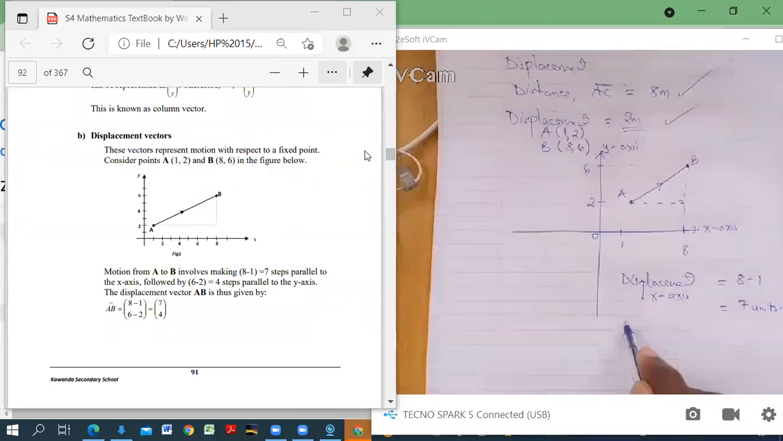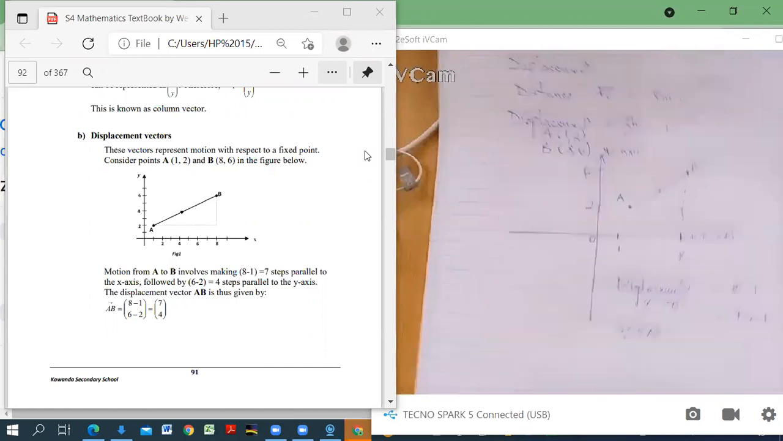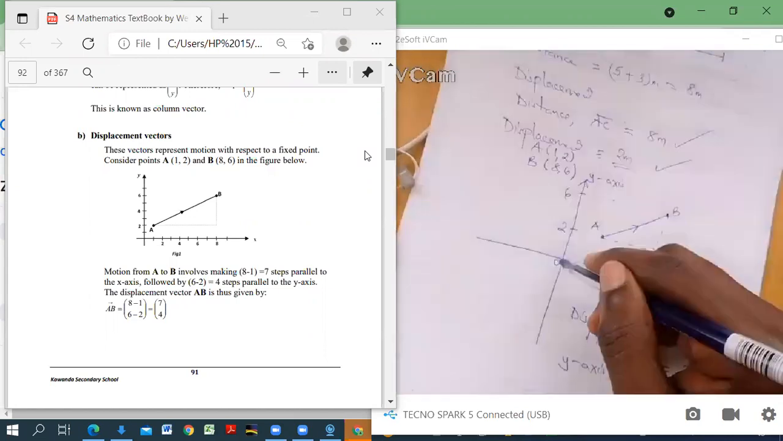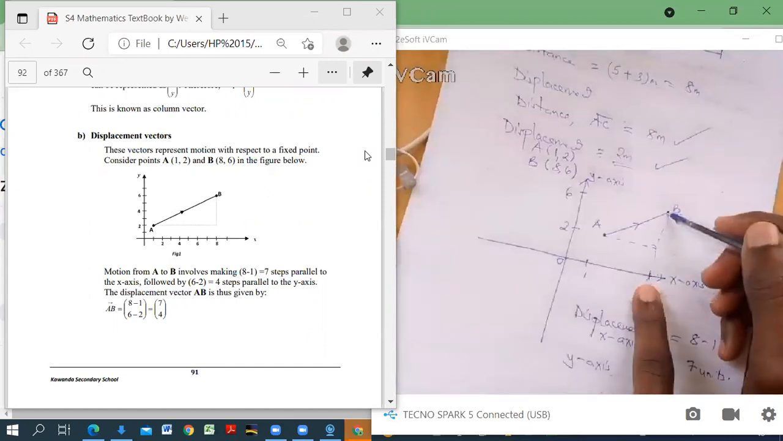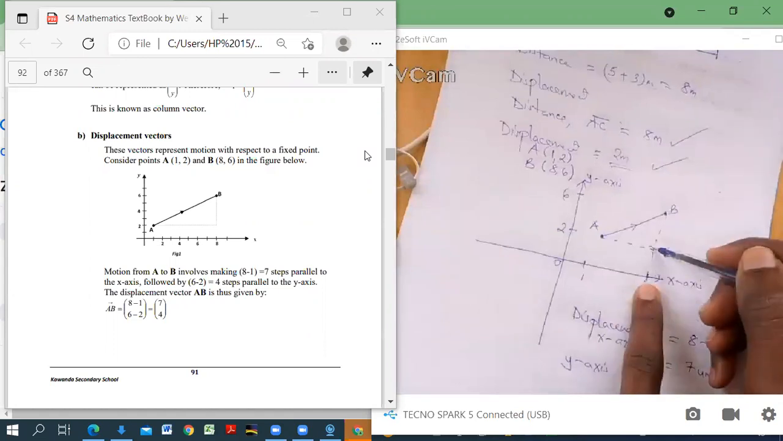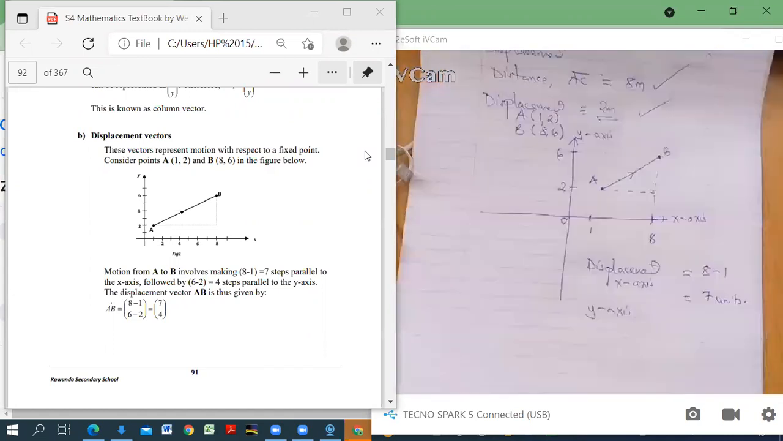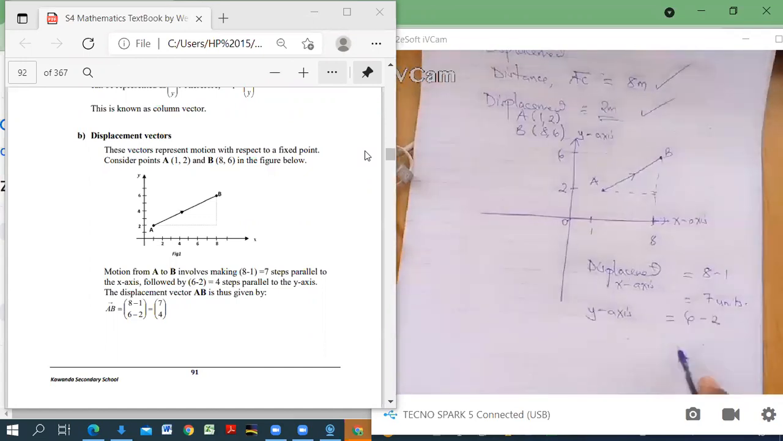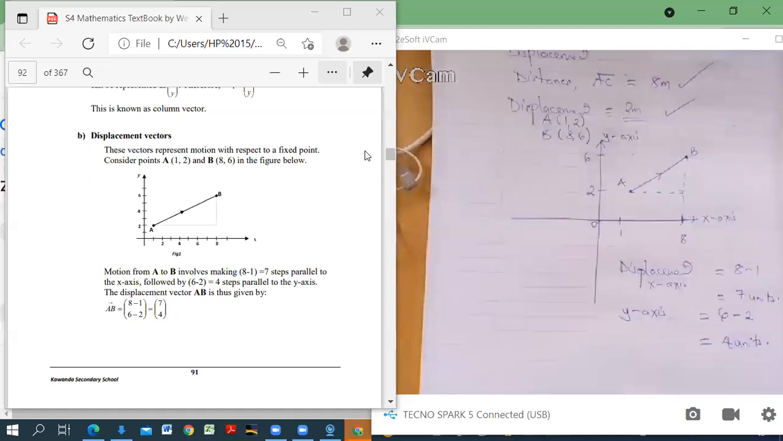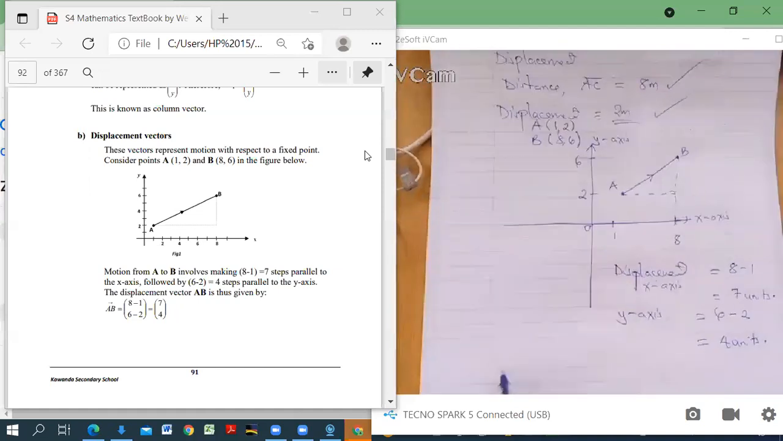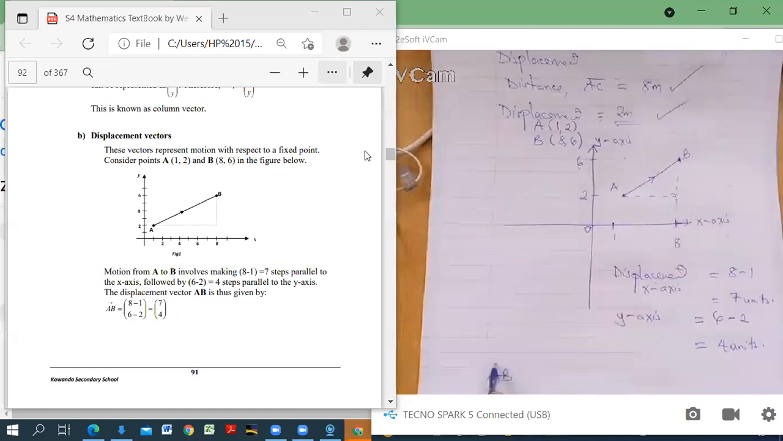What about in the y direction? In the y-axis, what will be the displacement? Remember, from this point up to point B, what is that distance? It is 6, not so? Then from here up to here is 2. What will be the displacement? 6 minus 2, which will give us 4 units.